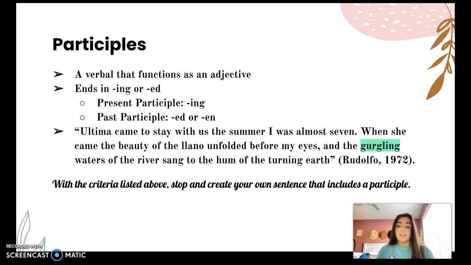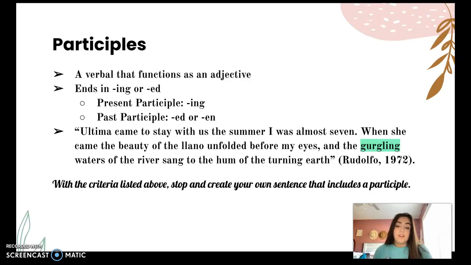So, let's look at our quote from our class novel, Bless Me, Ultima. "Ultima came to stay with us the summer I was almost 7. When she came, the beauty of the Llano unfolded before my eyes, and the gurgling waters of the river sang to the hum of the turning earth." In this sentence, I have highlighted the participle. The participle is gurgling, and it describes waters. As we see, the word gurgling is a descriptive word, so it is describing the noun waters.